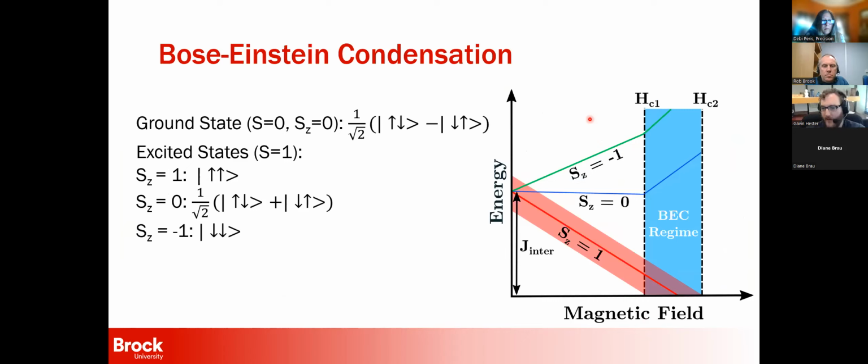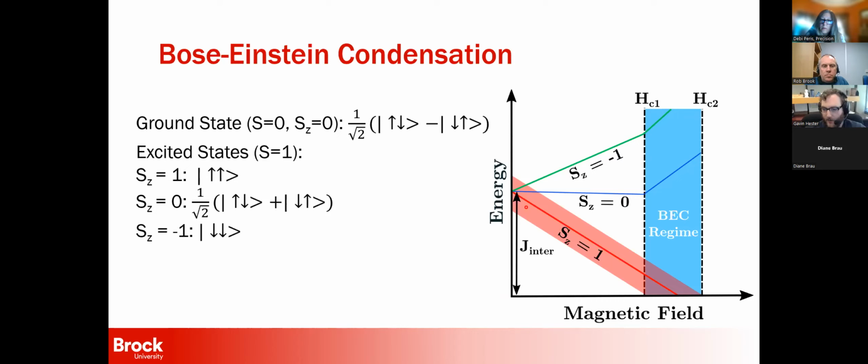So here I'm showing the same wave functions, as we would call them, as before. And now I'm showing what happens to each of these three excited states as we apply a magnetic field to the system. Since the Sz equals 1 state is parallel to the field, as you increase the field, it's going to be more and more energetically favorable for it to enter that state.